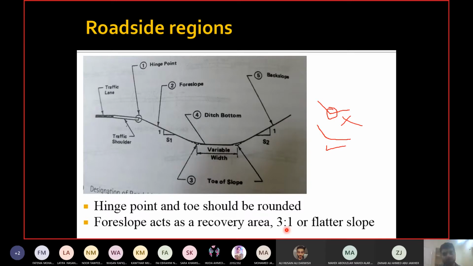If the foreslope is steeper than 3:1, then it will not be a recovery area. If you come here, you will just fall down. So foreslope can be a recovery area if its value is 3:1 or flatter. Back slope will not be a recovery area. So back slope will be as per whatever you have found from the table. If it is steep, it is steep.